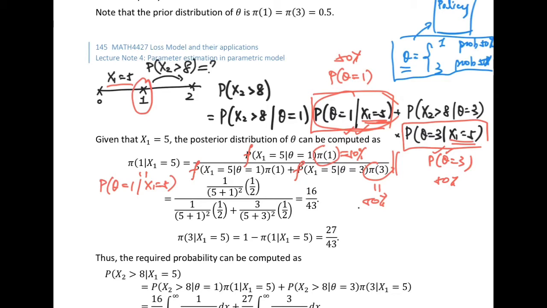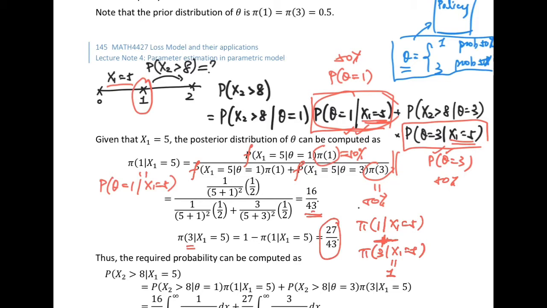Anyway, this is how you get this posterior distribution. You will find that the number will be 16/43 for theta equal to 1. Then you can also find the probability that theta equal to 3. Either you can use the Bayes rule to do the job, or you use the fact that the probabilities sum to 1, because in our case theta is just equal to either 1 or 3. Then that will be this posterior distribution.